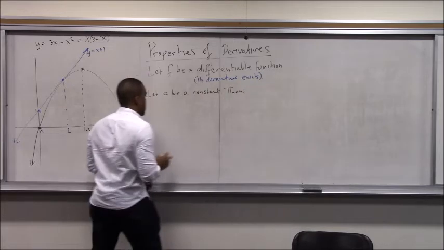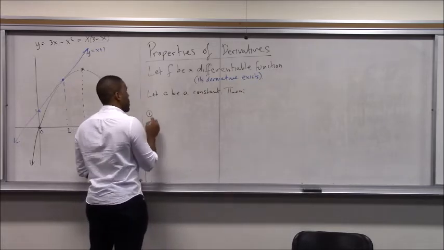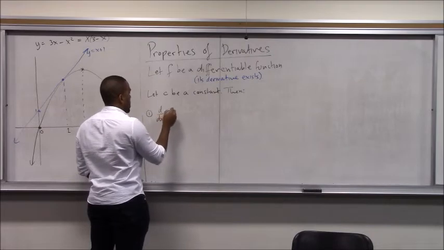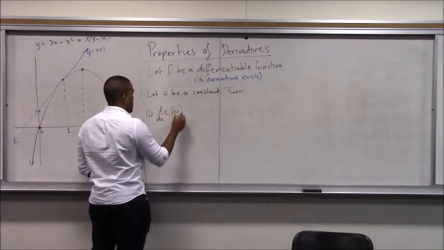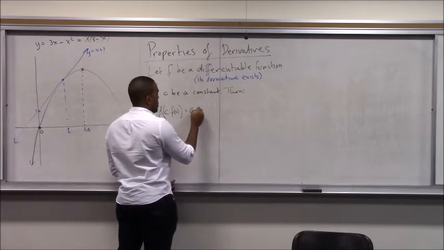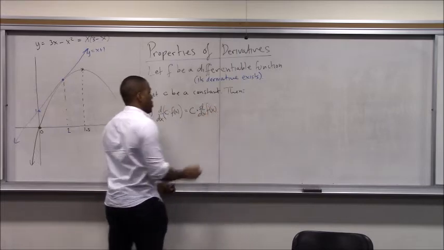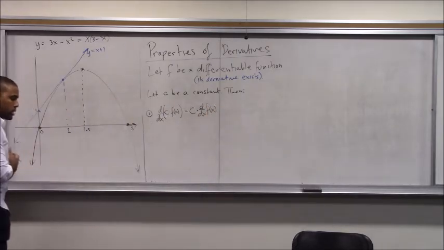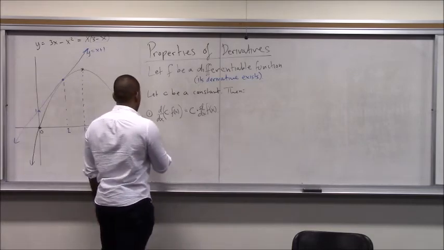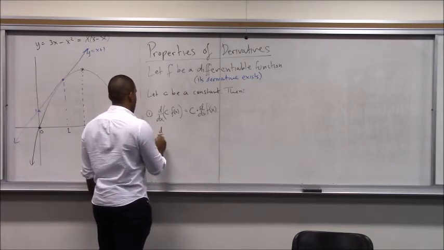Then it turns out that if you are to take the derivative of a constant times a function, the result is going to be the constant times the derivative of the function. In other words, you can factor a constant outside of a derivative. We'll do some examples here.